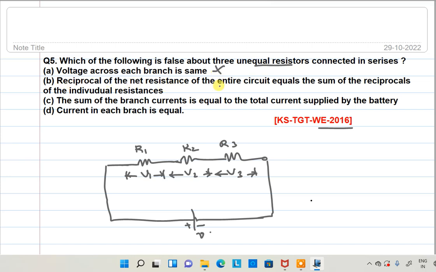Next option: the reciprocal of the net resistance of the entire circuit is equal to the sum of the reciprocals of the individual resistances. In the case of net resistance, R is equal to R1 plus R2 plus R3, not the reciprocal. The reciprocal is only in the parallel circuit. This statement is wrong. All of you following?